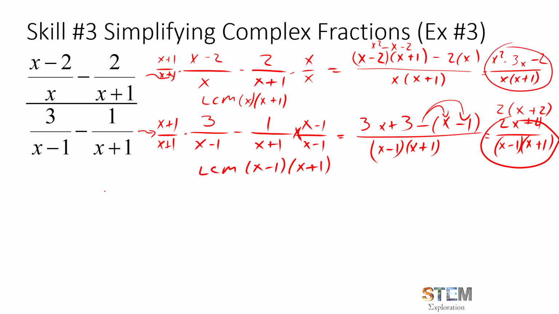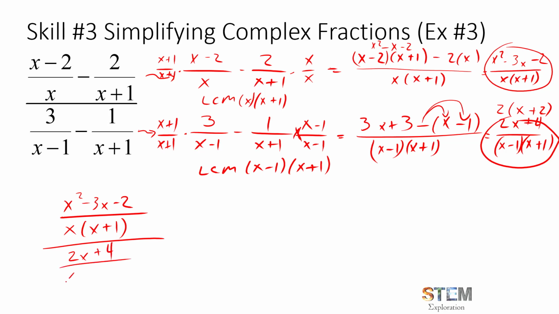So now that we've simplified this out a little bit and have combined these two different rational expressions and simplified them into one, we can now say x squared minus 3x minus 2 all over x times x plus 1. And this will be all over 2x plus 4 times x plus 1, x minus 1.